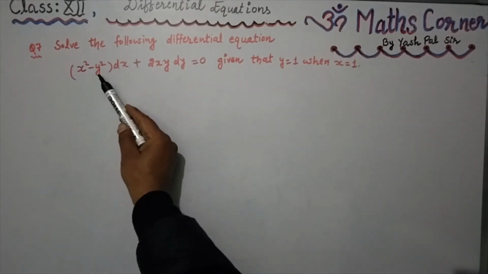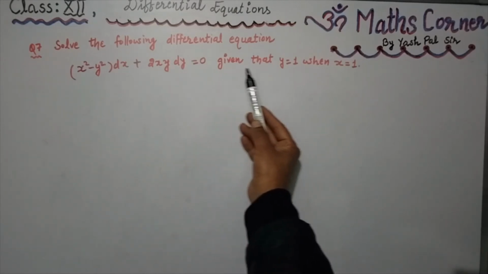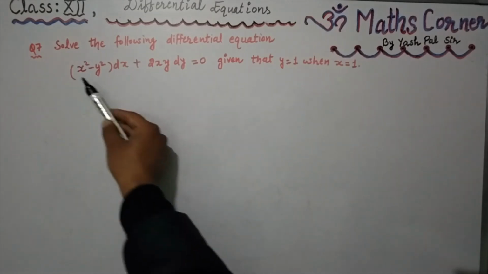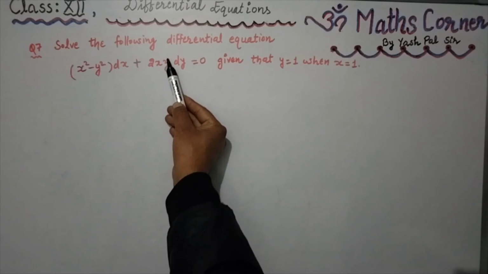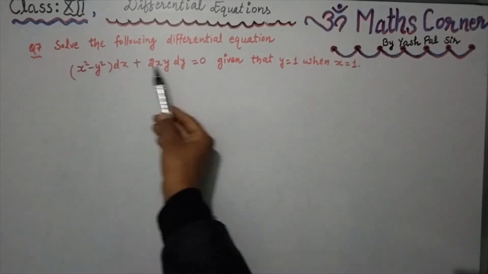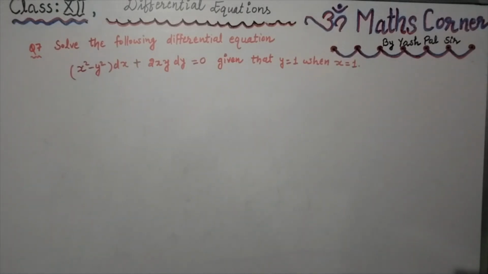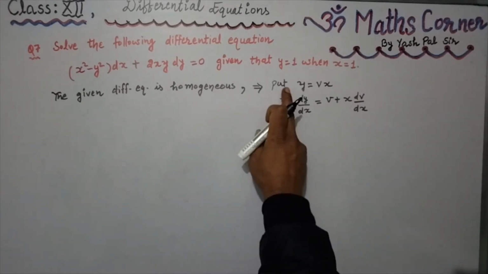Now next question, question number 7. Solve the following differential equation: x square minus y square into dx plus 2xy into dy is equal to 0, given that y is equal to 1, x is equal to 1. Because here the power is 2 for x square, y square, and for xy the powers 1 plus 1 is 2. Everywhere the power of the variables is 2, the same. It implies that the given differential equation is a homogeneous differential equation.